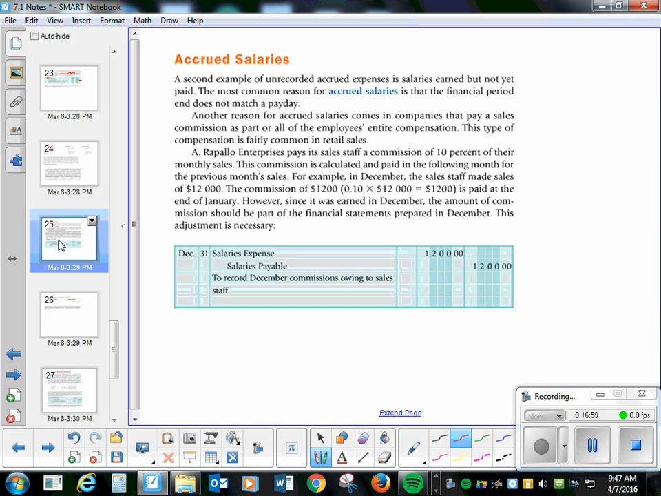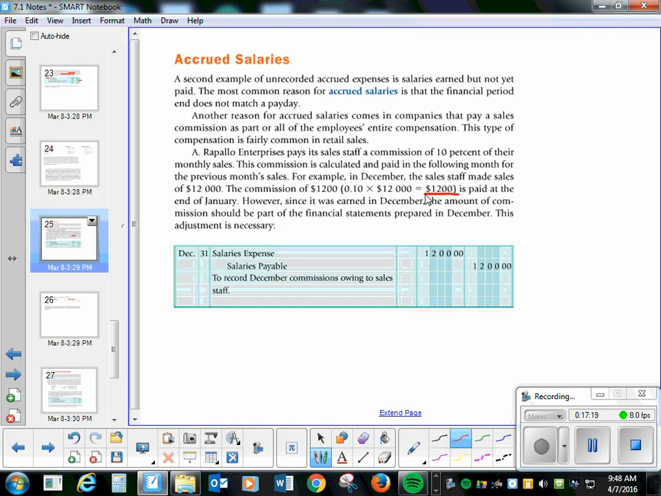A. Rapallo Enterprises pays its sales staff a commission of 10% of their monthly sales. This commission is calculated and paid in the following month, the previous month's salary. For example, in December, the sales staff made sales of $12,000. The commission, 10% of $12,000, is $1,200, and is paid at the end of January.